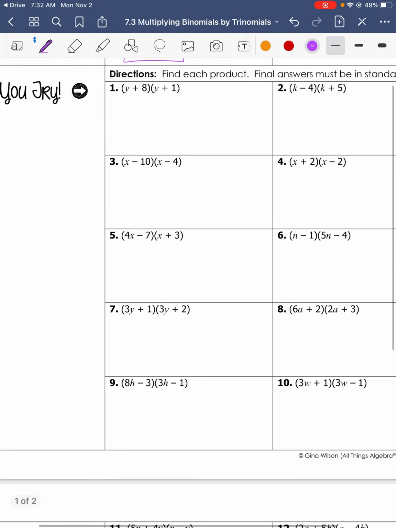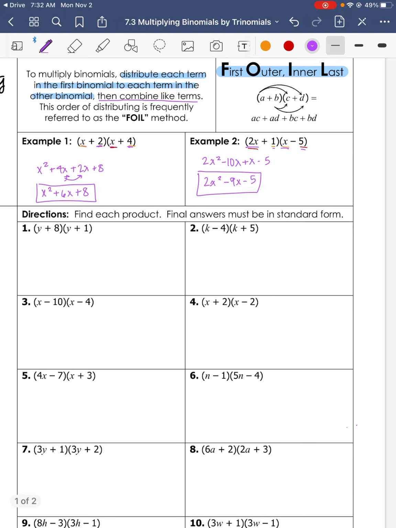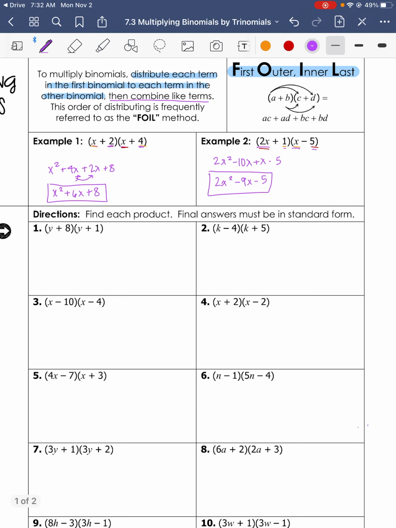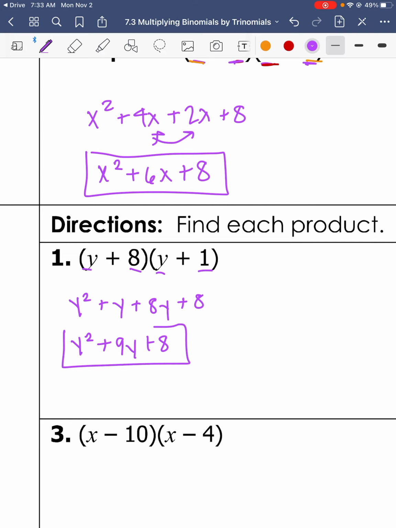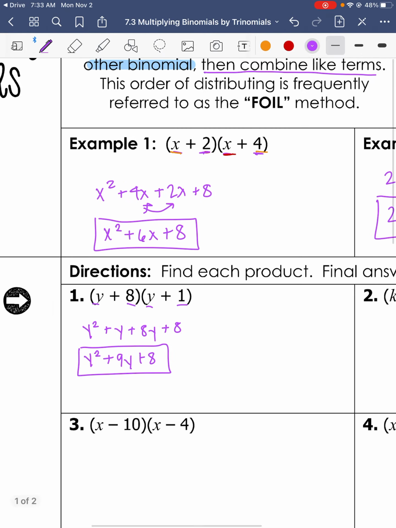All right. Let's do these practice problems here. So directions say to find each product, answers must be in standard form. So we'll do the multiplying, we'll combine like terms, and then make sure they're in standard form. So first we have a y and a y, which is y squared. Our outer two terms are y and 1, plus y. Inner two, 8 and y, plus 8y. And then last two, 8 times 1 is 8. Combine like terms, y squared, we get y plus 8y is positive 9y plus 8. This is in standard form with the highest exponent leading, and then that's it.